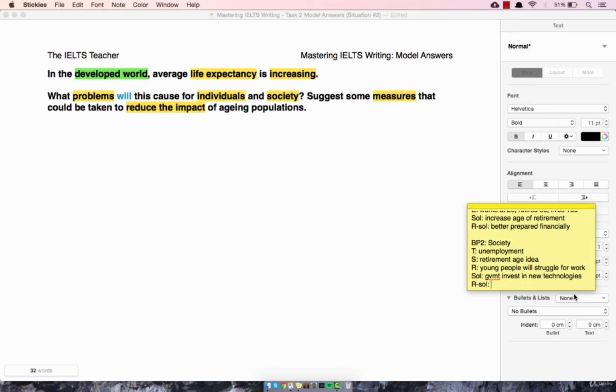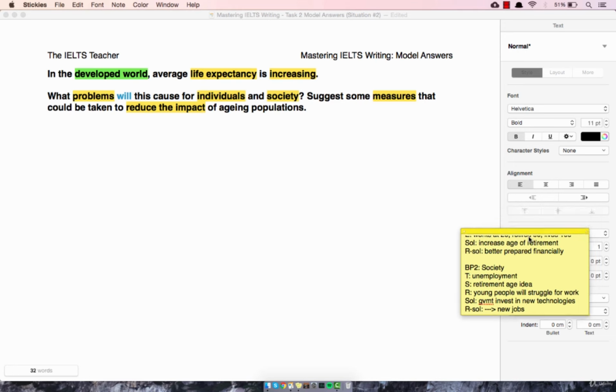Now, when we invest in new technologies, as I said, new jobs tend to appear. New jobs. So investment leads to new jobs. We can just even write an arrow here. And what you might notice is that we could actually turn that last section there into a conditional sentence. If the government invests in new technologies, this will create more new jobs and address the issue of unemployment. Okay, something like that. Anyway, there's our plan.